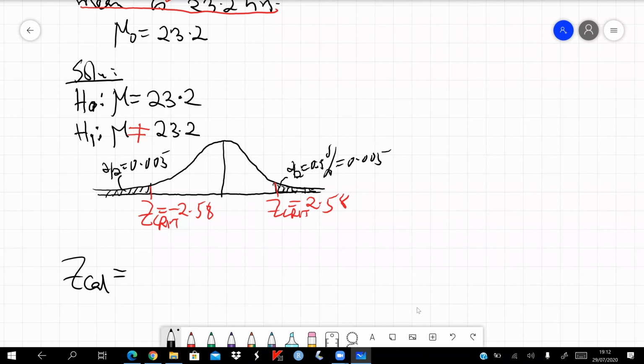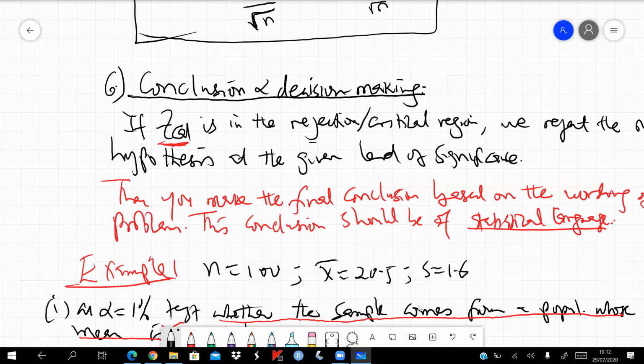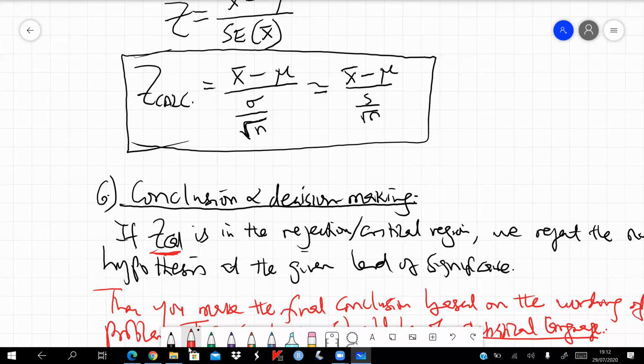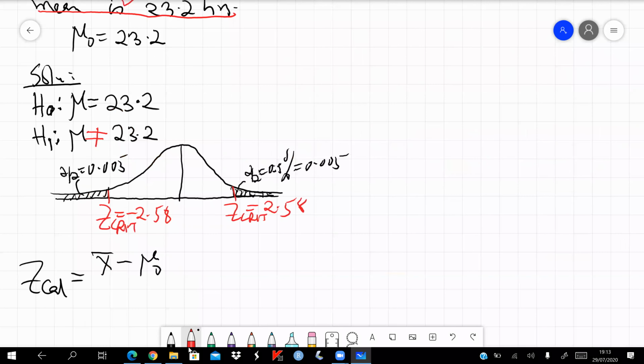I'm trying to combine step number 3 and 4, or 4 and 5. So Z calculated will be obtained using this formula, mu naught. I want us to put a 0 here, not here, to avoid confusion, because mu will never be known. So here we're working with a mu naught. So please insert this naught here. X bar minus mu naught. Please go up there and check that. So here we're working with X bar minus mu naught divided by the standard error of X bar.